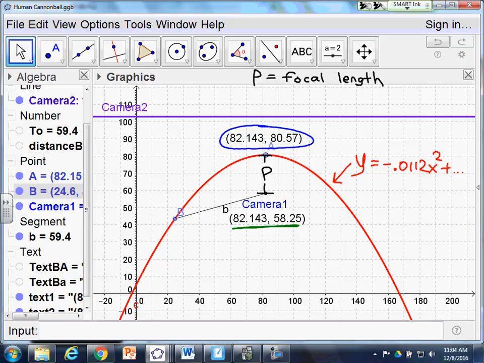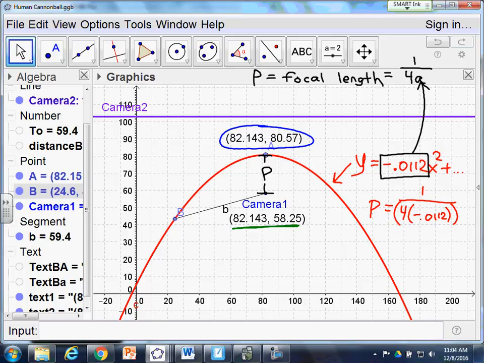Here's the relationship that we need to know, and I'll verify it for you. There's a formula that says that distance p always equals 1 over 4 times the a value in the equation, and the a value is the coefficient on the x squared. So the focal length is 1 over 4a. On our calculator, I'm going to do 1 over 4 times the 0.0112, and just be careful, we want parentheses around the entire denominator. It's 1 divided by that answer.